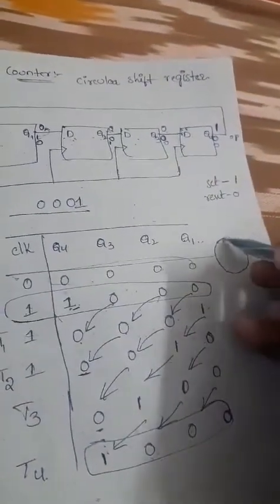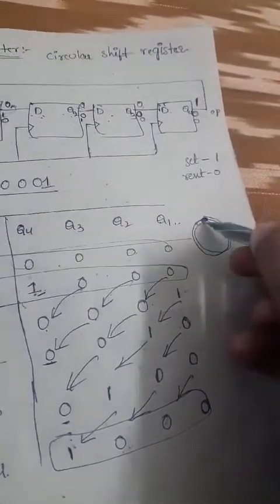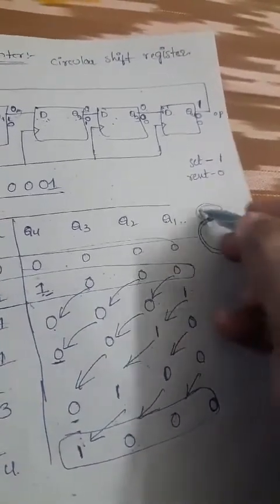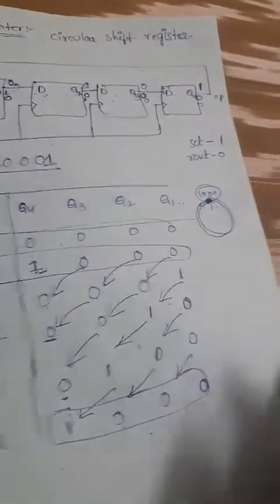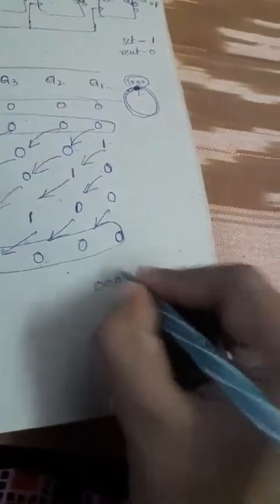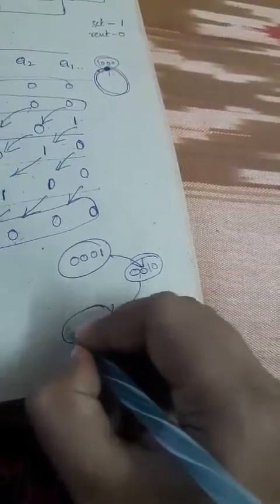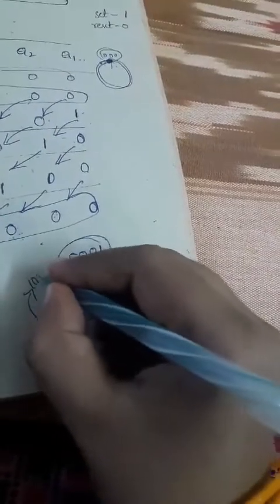So a ring counter is circular, right? That means it will again reach the starting position. Where it started, it will end at the same position. The data sequence started with 1000 and again it will end with 1000 only. Okay, so like this we are getting: 0001 first, the next one is 0010, the third one is 0100, and the next one is 1000.